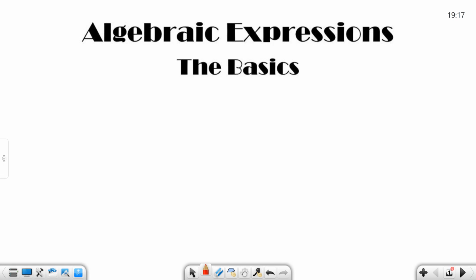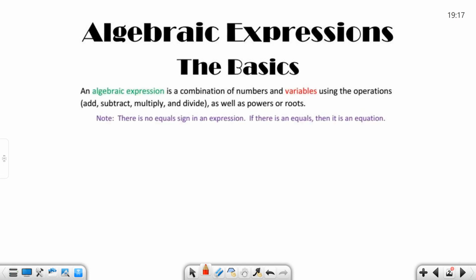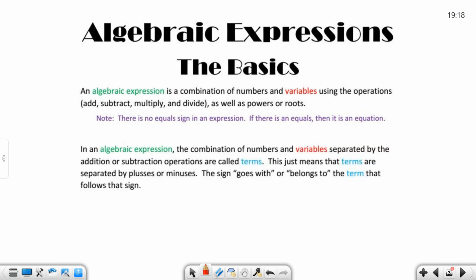Algebraic expressions, the basics. An algebraic expression is a combination of numbers and variables using the operations add, subtract, multiply, and divide, as well as powers or roots. So note, there is no equal sign in an expression. If there is an equals, it is an equation. Okay? So that's the terminology we need to keep straight. Expression and equation. Equation has an equals in it.